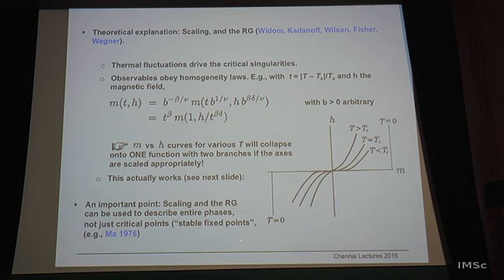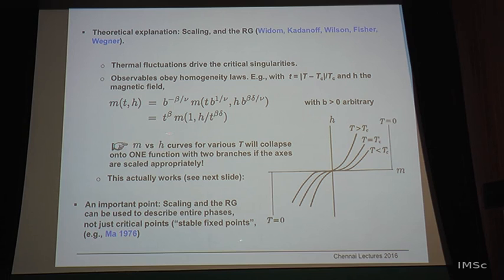So what scaling predicts is that if you look at, for instance, a plot of magnetization versus field, or here it's field versus magnetization, then you see for temperatures higher than the Curie temperature, the magnetization increases from zero as a function of field. For temperatures below the Curie temperature, in zero field, the magnetization is non-zero, plus or minus, depending on whether the field is plus or minus. And then it still increases, of course, as a function of field. But you get this whole set of curves here that fill your h-m space.